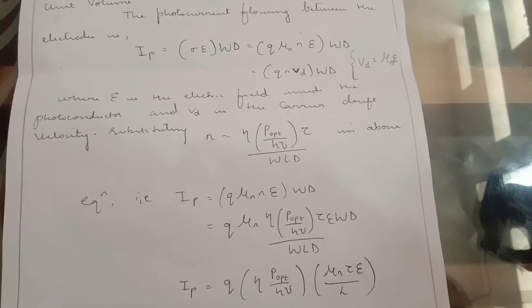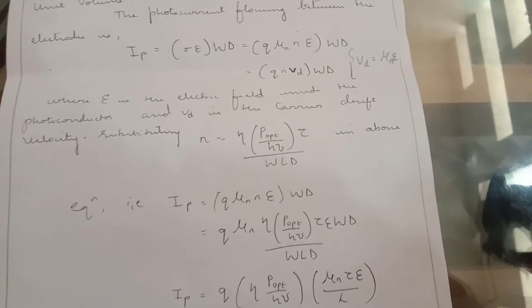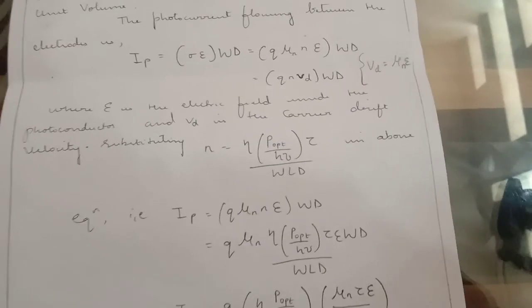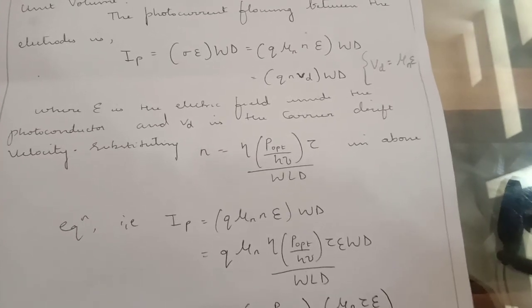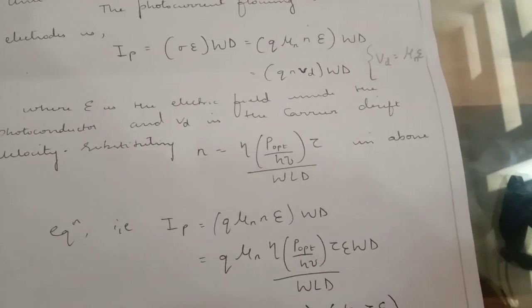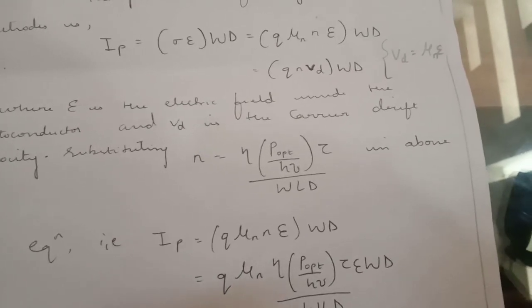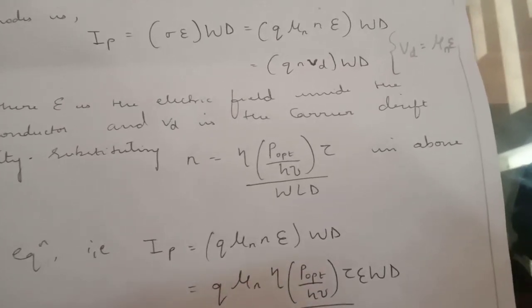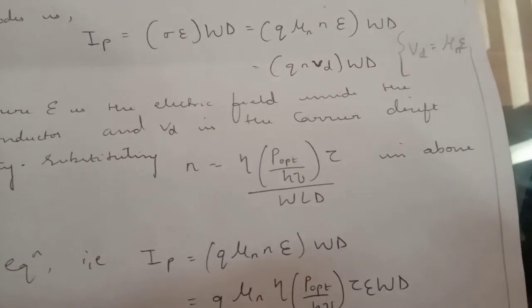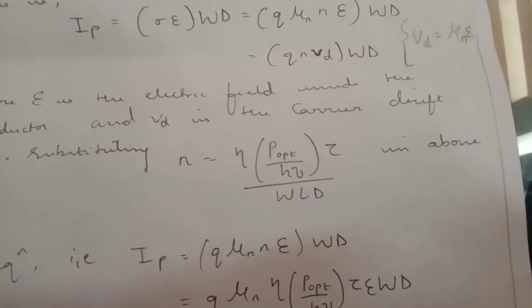Hence it is given by Q mu n E into WD. So mu n E is given by Vd, that is drift velocity. Here E is electric field, Vd is drift velocity. Hence Ip is equal to Qn Vd into Wd.